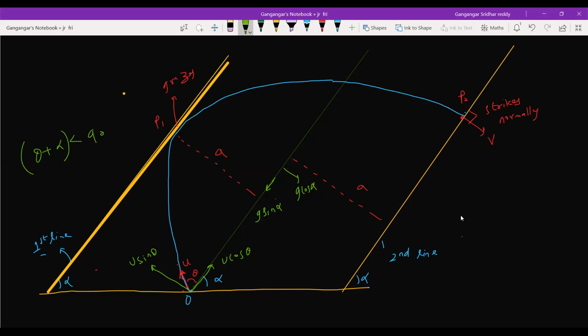But the diagram looks the other way. Actually, it will move like this, will come like this, no? So I'll just put the condition theta plus alpha less than 90. I think the problem is solved. Okay, now let's write the equation. We should get the relation between theta and alpha.